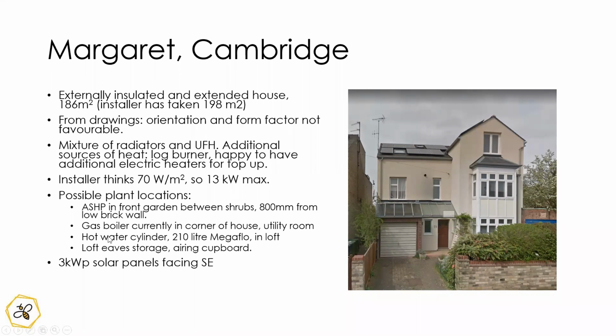The gas boiler is currently in a corner of the house in the utility room, and then there's a hot water cylinder in the loft, and there's quite a lot of storage space up in the loft eaves, and there are 3 kilowatt peak solar panels facing southeast, I believe.